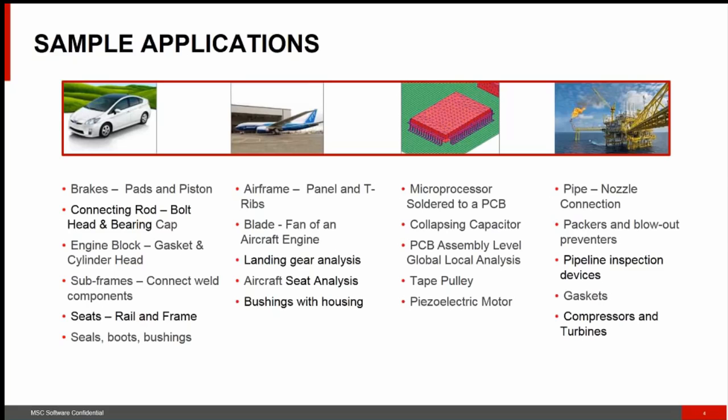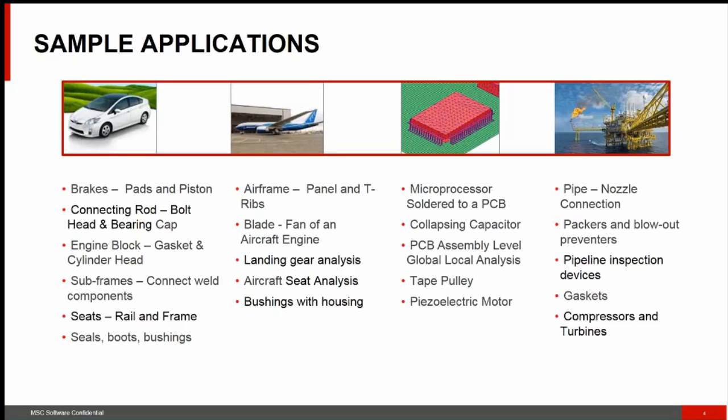Engineers from leading companies in many industries can use MSC Nastran for large-scale assemblies to deal with their simulations. Some examples shown here are for the auto industry, the aerospace industry, even if you're dealing with microprocessors or electrical components, or even in the oil and gas industry, where contact can be used to calculate and simulate these types of analysis.